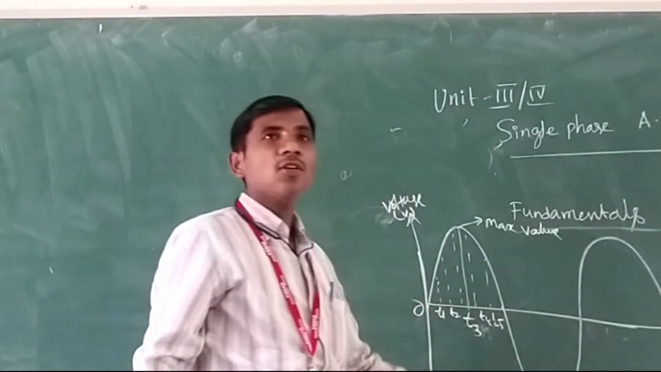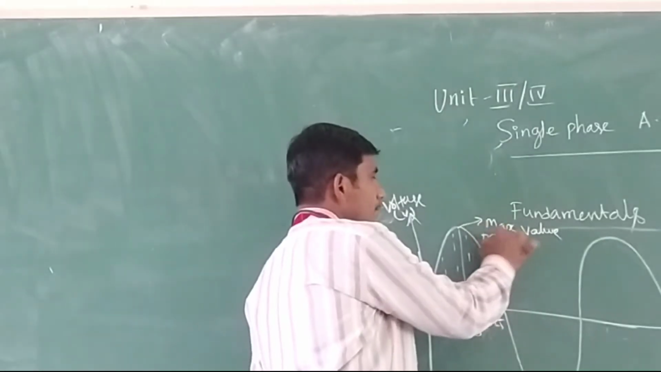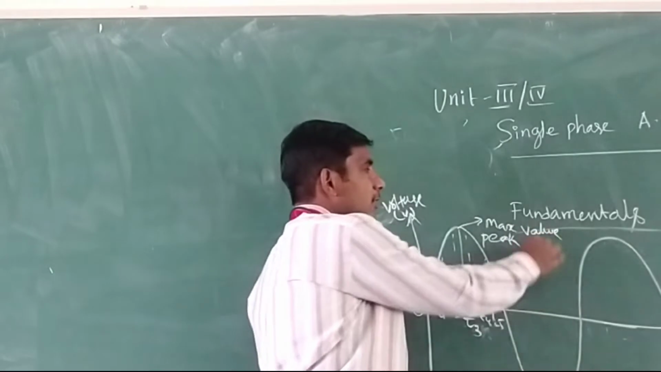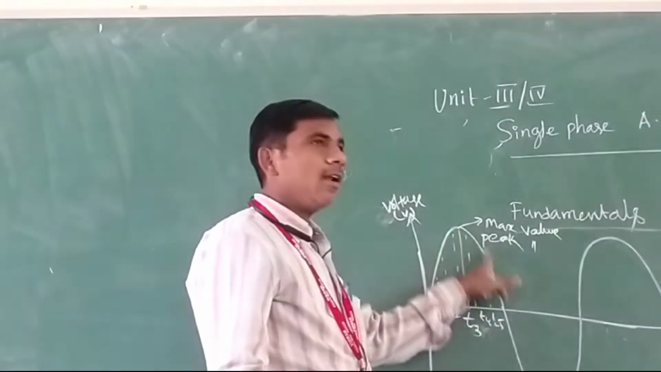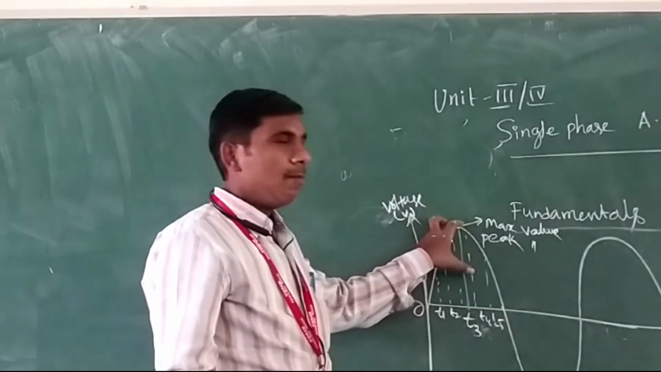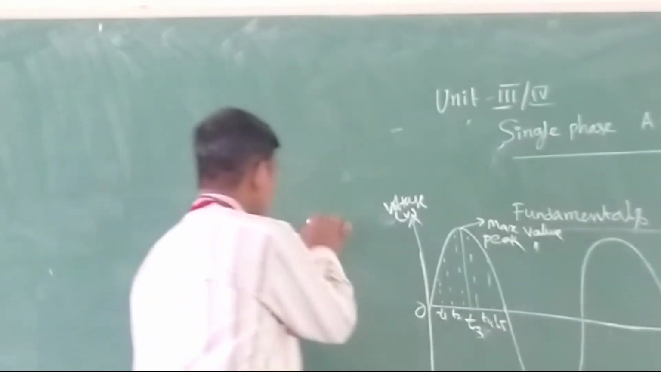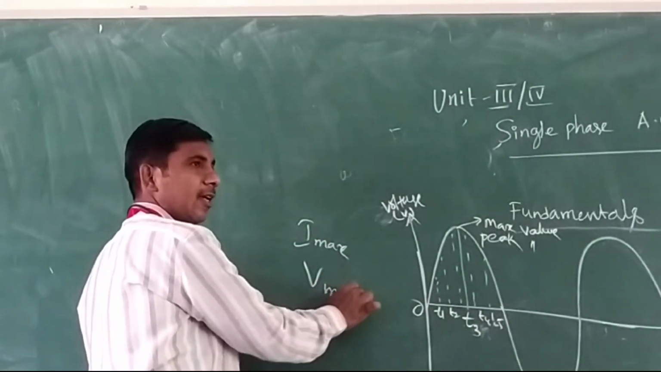The maximum value is also called the peak value. Peak value is nothing but the maximum value of voltage. Peak value is indicated by I max or V max, like that we can represent it.